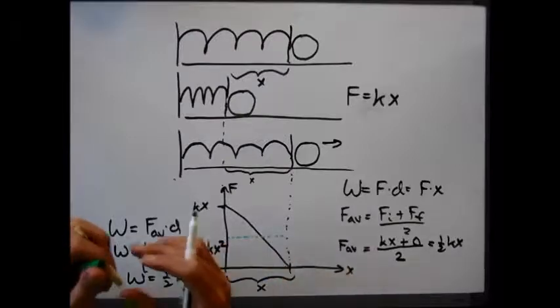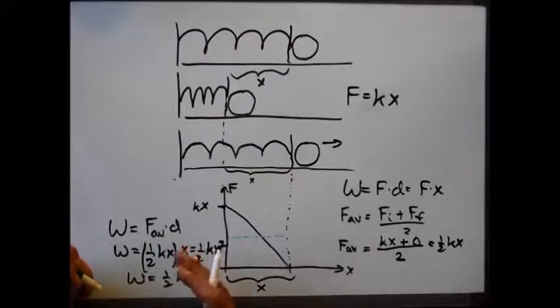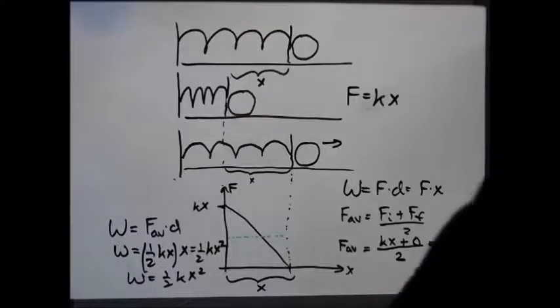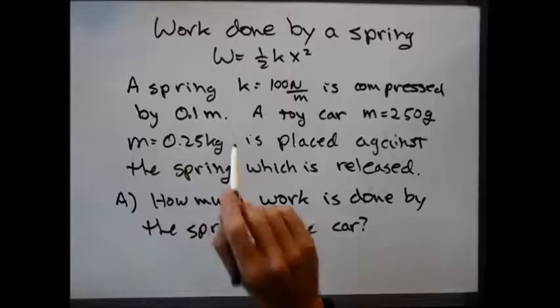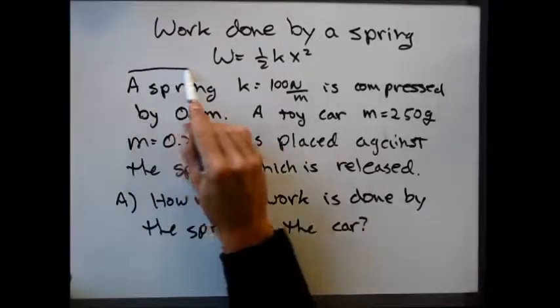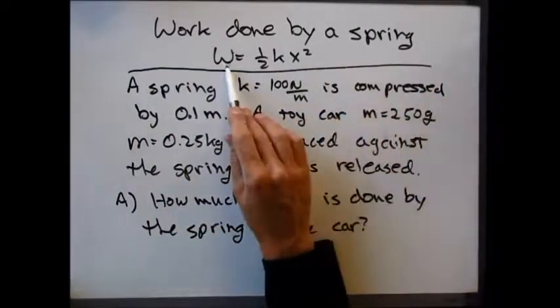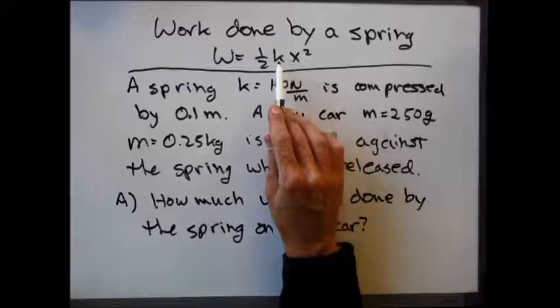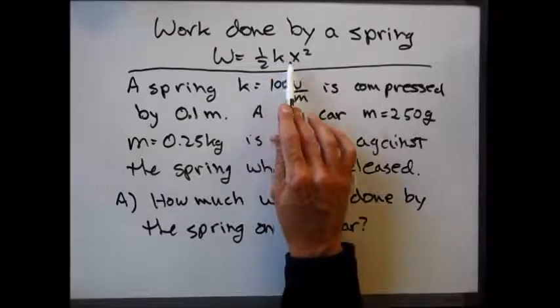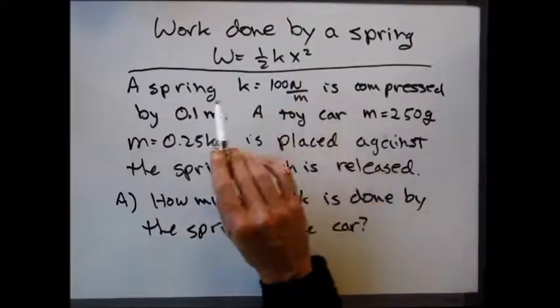So when a spring has been compressed at distance x and released, the work it does is 1/2 kx squared. So let's do an example. Remember, the work done by a spring is 1/2 kx squared. X is the distance it's been compressed, and then it's released. And we get the 1/2 because we're taking the average force, like we were saying in the last section.